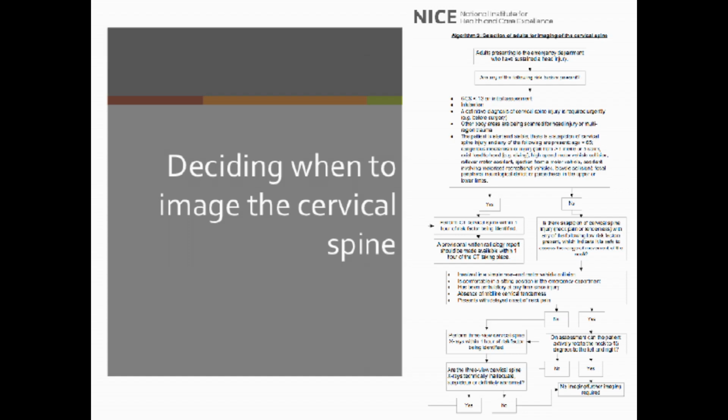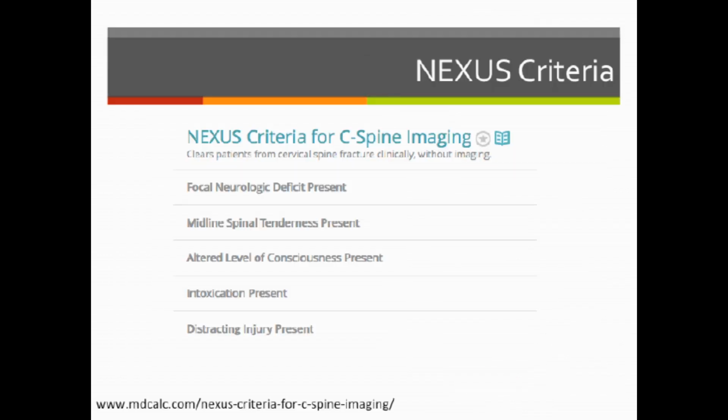I don't want to go through this in detail now, but you should be aware of this guidance, and you should go through it and understand it. But the other 2 pieces of commonly used guidance with regard to when you should image the cervical spine are the NEXUS criteria, which is the easiest to remember and apply, but in my experience leads to more imaging of the cervical spine than when you use the Canadian C-spine rule.